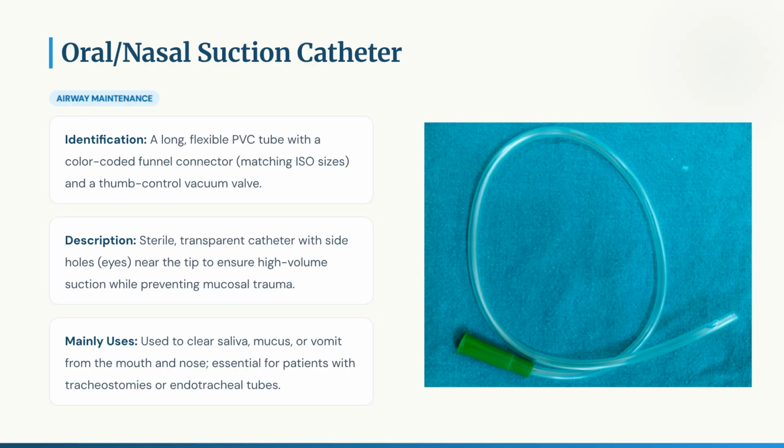The oral/nasal suction catheter is a flexible PVC tube with a thumb control vacuum valve. It is essential for clearing saliva, mucus, or vomit from the mouth and nose, especially for patients with artificial airways.